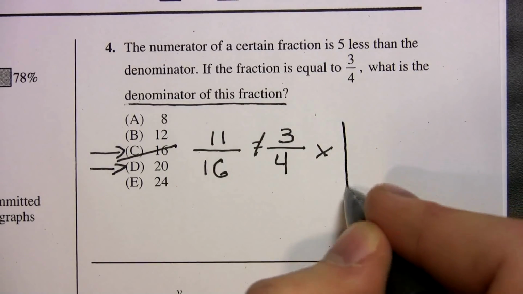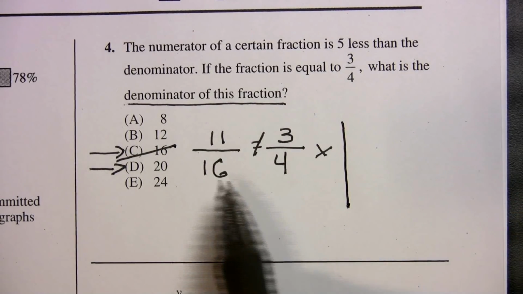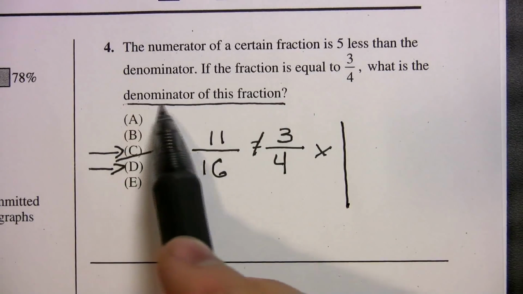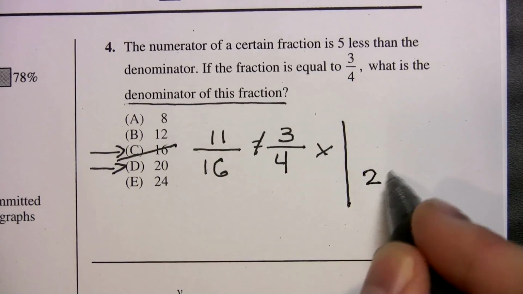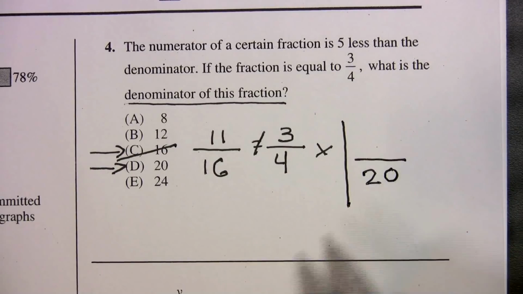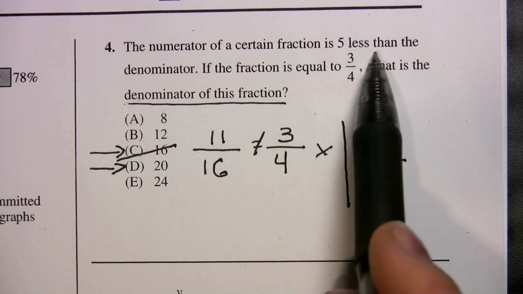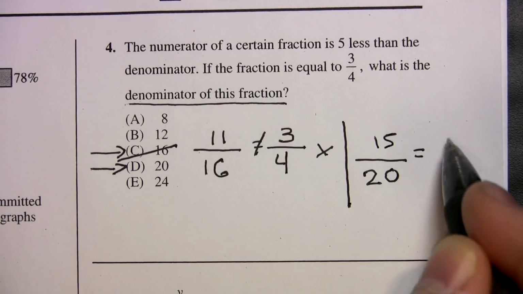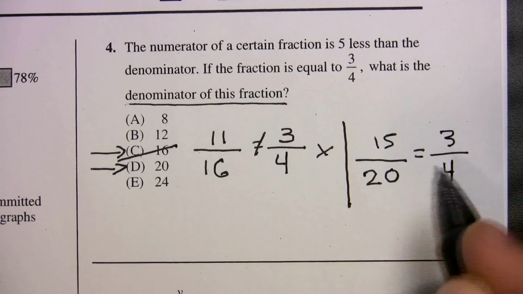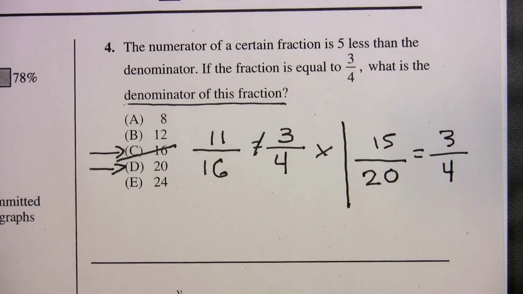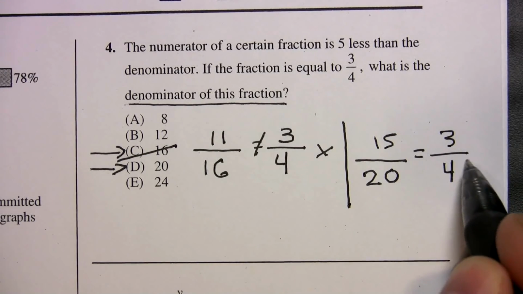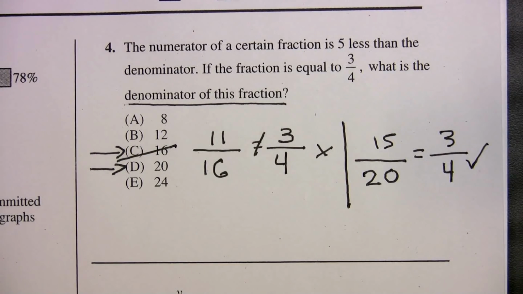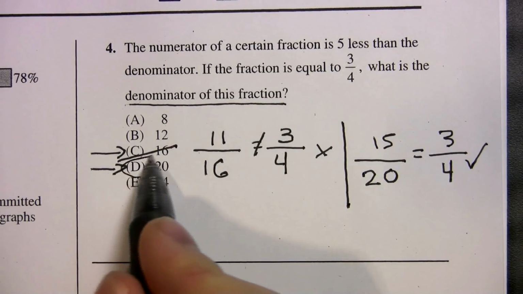And let's see what happens when we pick choice D. Well, we're assuming D is correct, so the denominator of the fraction equals 20. What's the numerator? 5 less. So that's 15. Does 15/20 equal 3/4? Okay, and if you can't see it right away, you could always plug into the calculator, but yes, 15/20 does equal 3/4. So your answer is choice D.